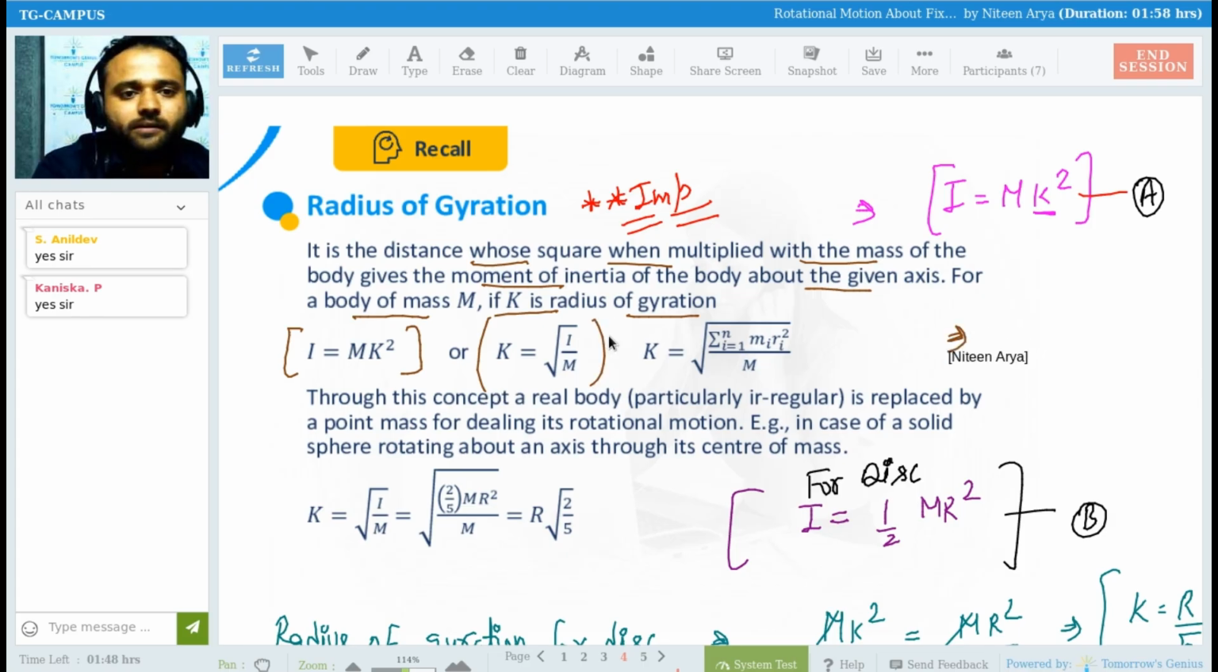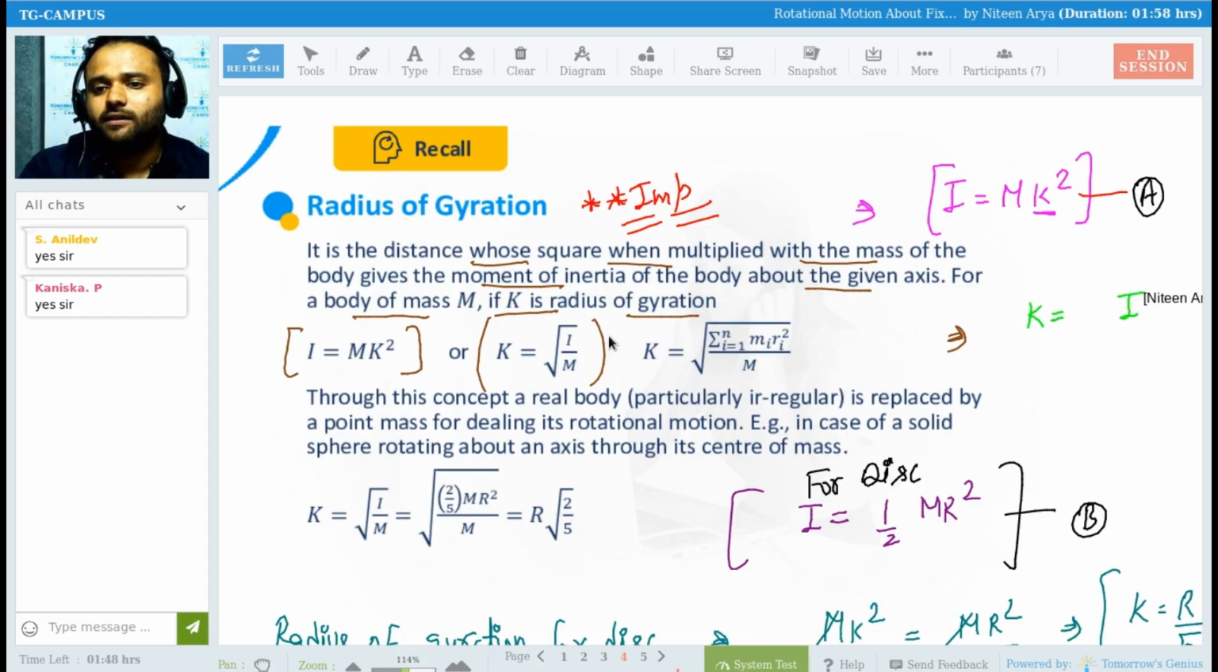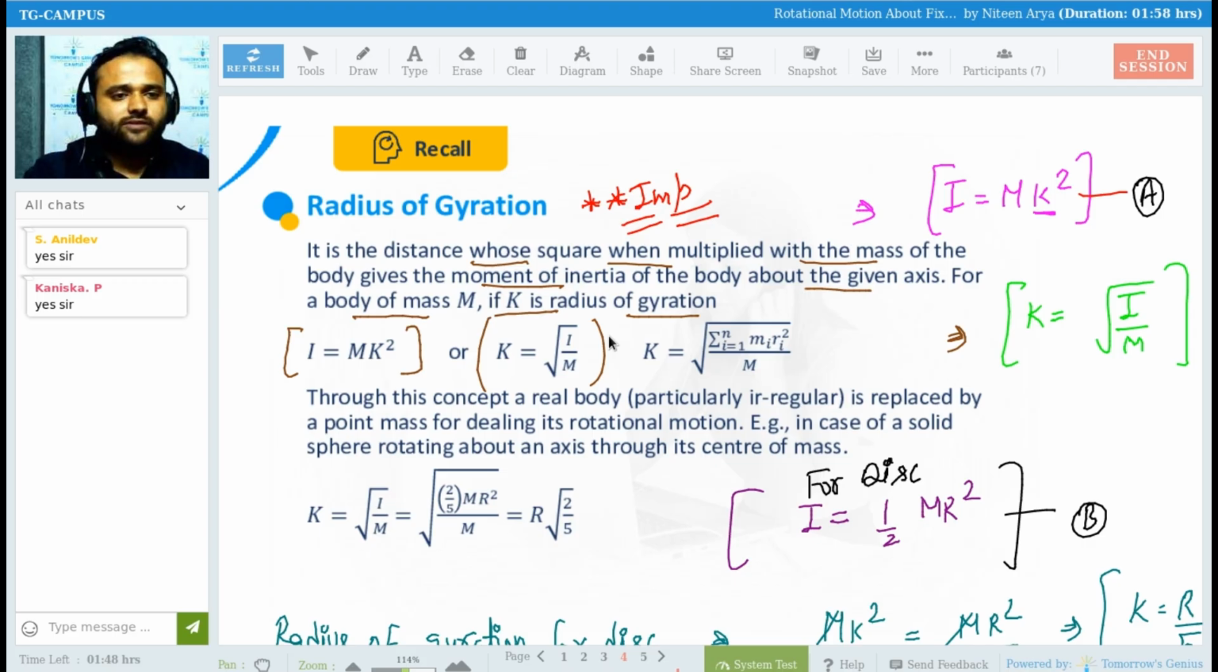From this formula, from equation A, what can we get? k is nothing but the square root of I upon m. So if we know the I for any particular body, for different shapes and sizes of body, we can find the k. Through this concept, a real body, particularly an irregular one, is replaced by a point mass for dealing with its rotational motion. For example, in the case of a solid sphere rotating about an axis through its center, the I is 2 by 5 mr square.